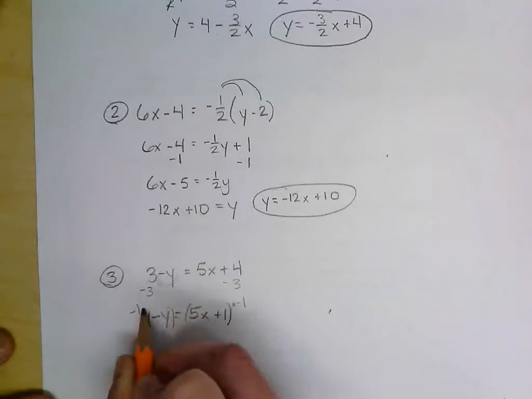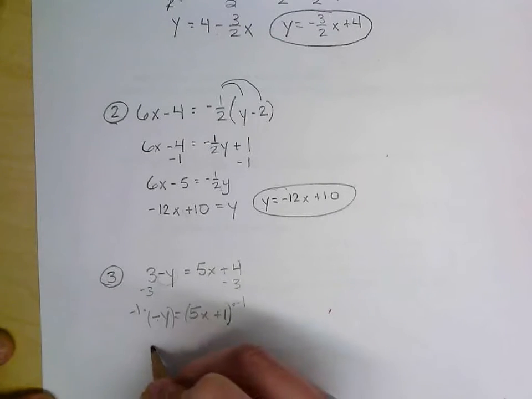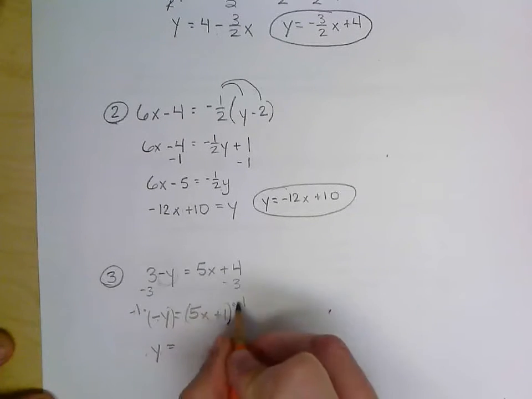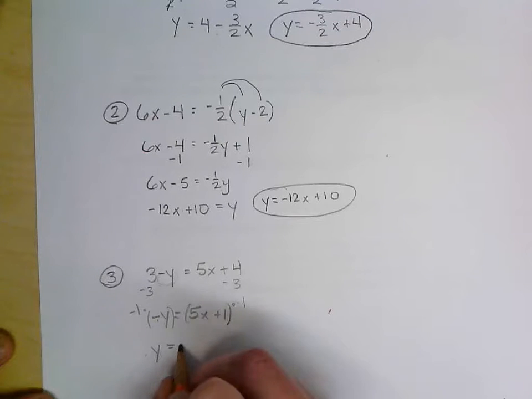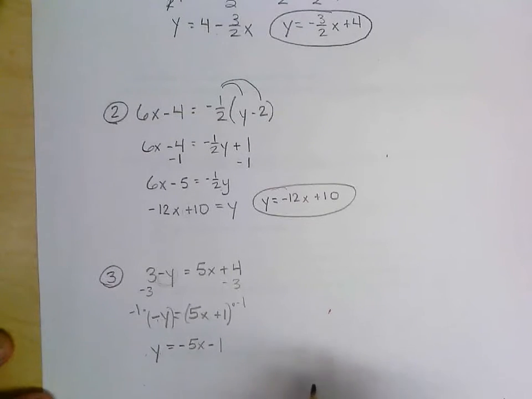And that's going to switch all of the signs, because a negative 1 times a negative y is going to cancel out, and it'll just become y. Over here, negative 1 times 5x would be a negative 5x, and a negative 1 times 1 would be a negative 1. So this is the final equation we're looking for here. It's in y equals mx plus b form, and you could graph that.